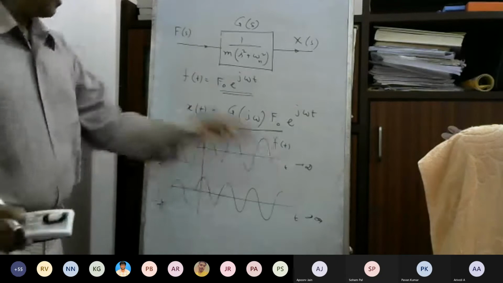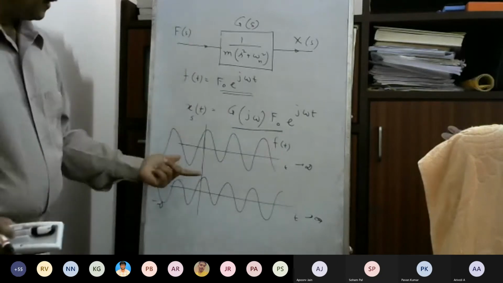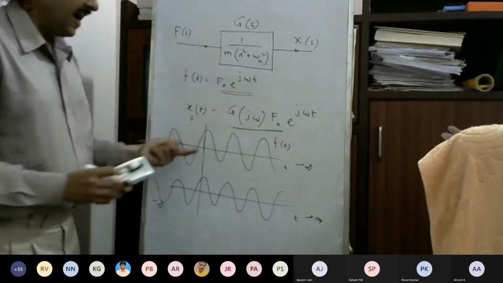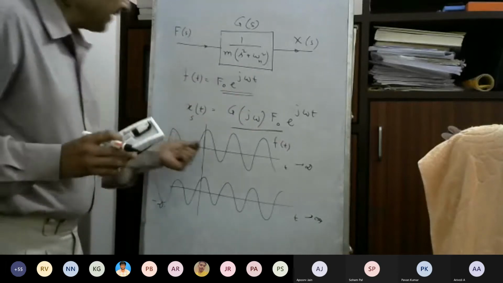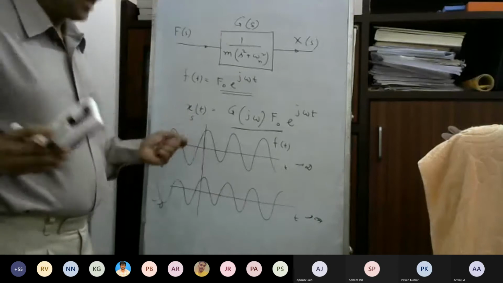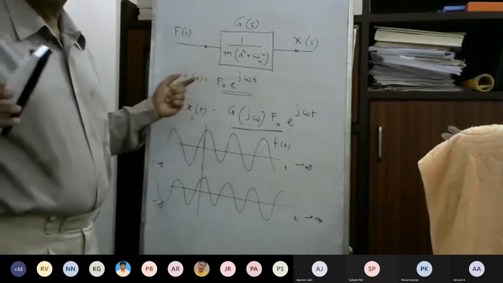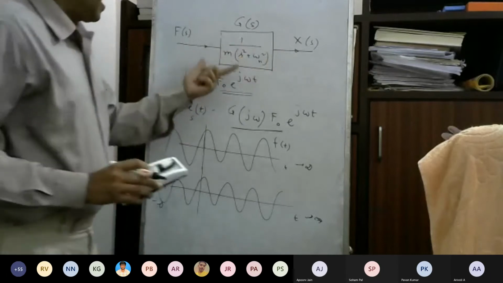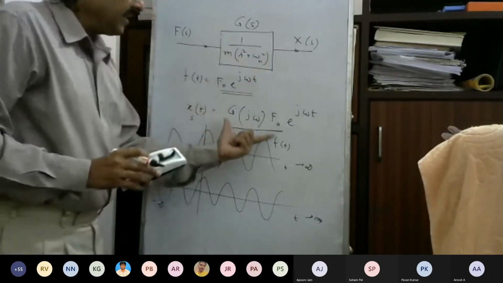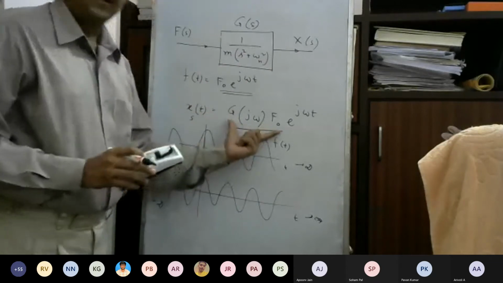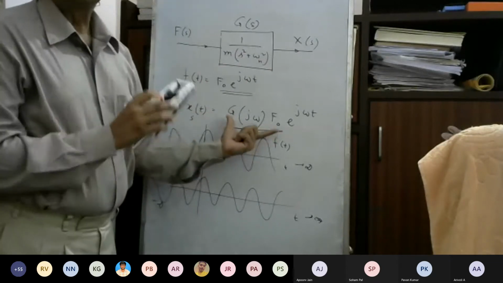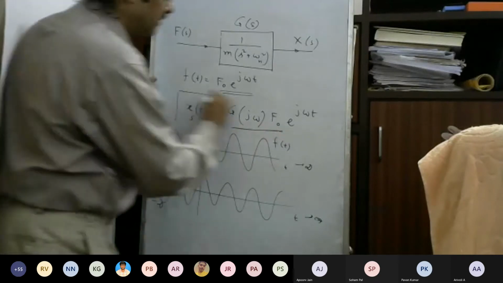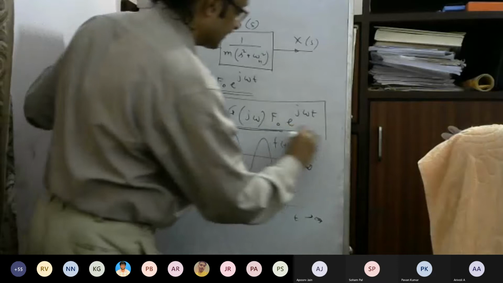So the response is like this. It will be a sinusoidal response because a sinusoidal excitation is given. And here you know that we are not bothered about the initial conditions. Initial conditions are not taken care of now, because we are considering only the transfer function and not the initial condition. So this is not with zero initial condition, but without considering any initial condition at all. This result is valid without considering any of the initial conditions.